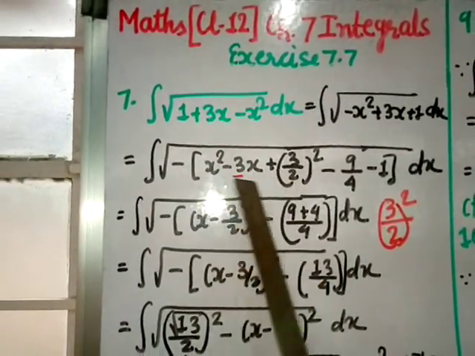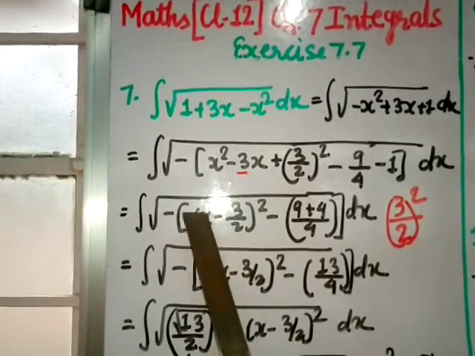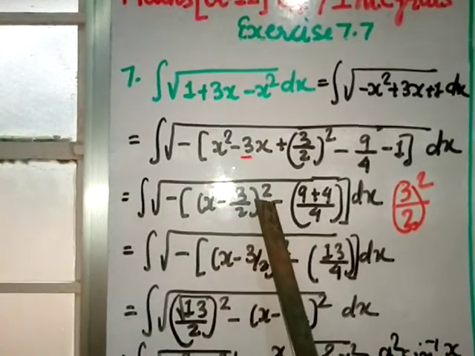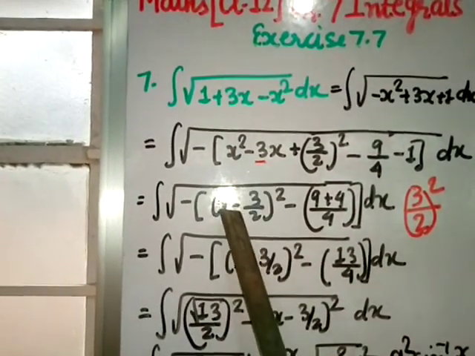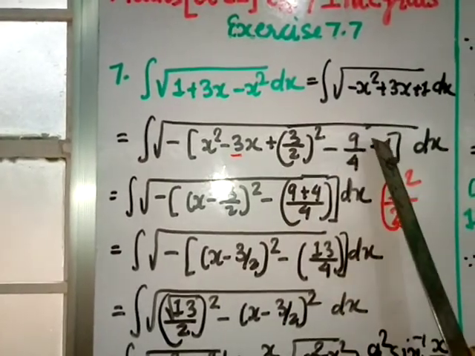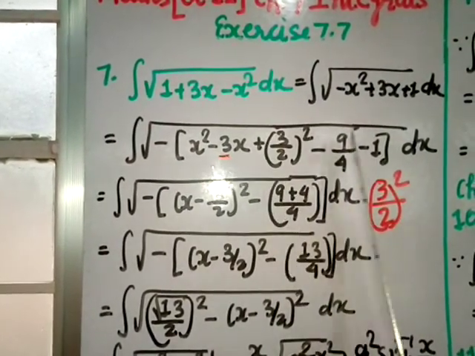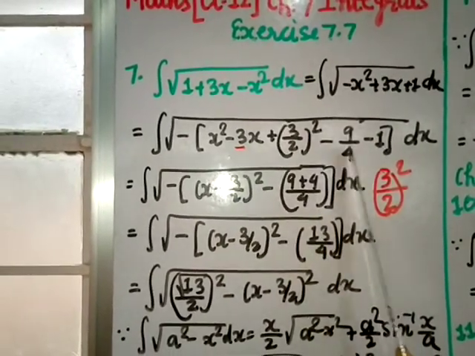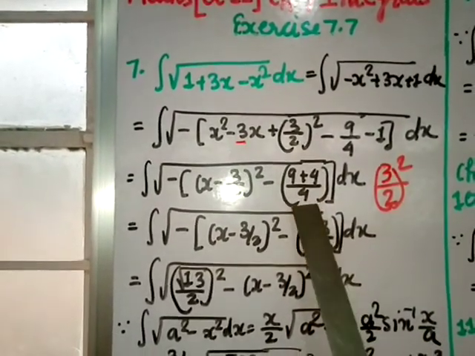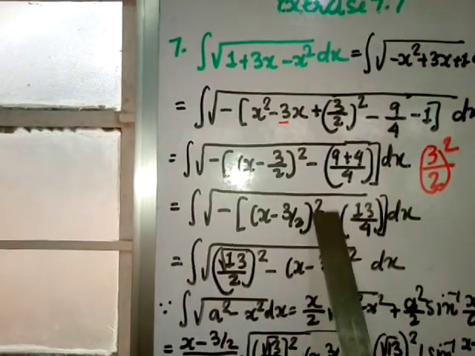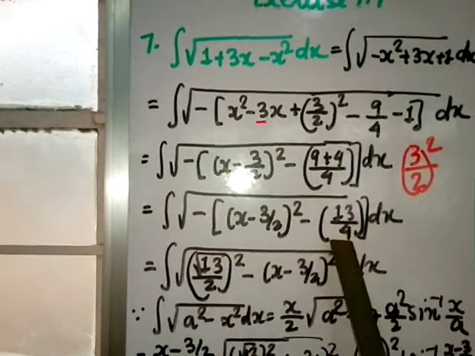And these 3 terms are the perfect square, that is x, here minus, so you take minus, and the third term is 3 by 2 whole square. If it is minus you have to take minus, if it is plus you take plus. And here you just simplify: 4 into 1 is 4, and if you take minus common this becomes plus, so 9 plus 4 by 4. This I have taken LCM and taken negative common. Here I have written integral square root of minus (x minus 3 by 2) whole square minus 9 plus 4, which is 13 by 4, dx.